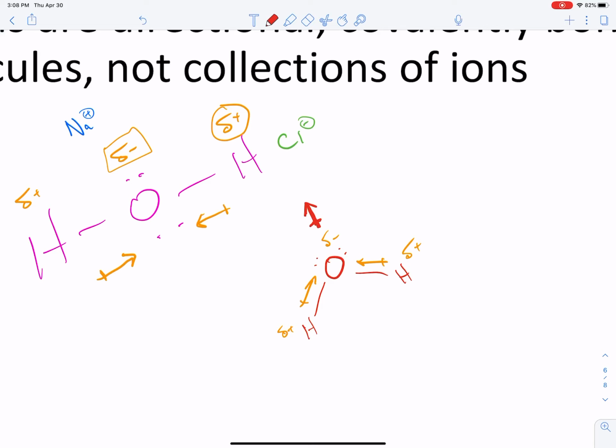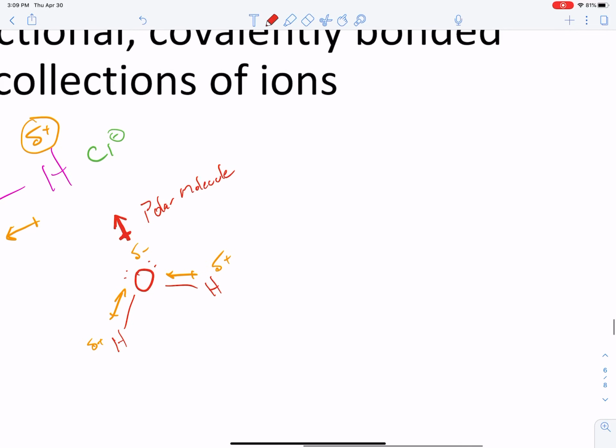Now, with this, we find that we have what's called a polar molecule. So it's not ionic. It has a polar end, a positive side and a negative side, but they're not fully positive and they're not fully negative. They're just polarized. Okay?